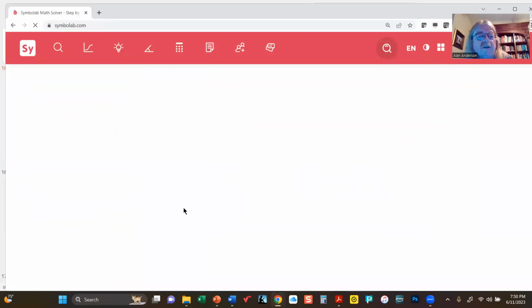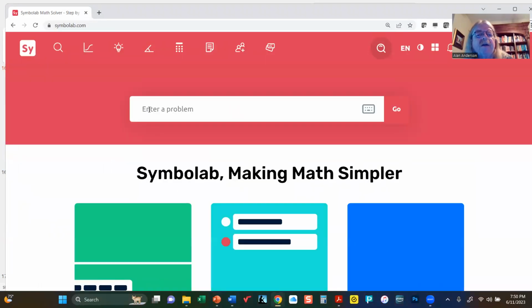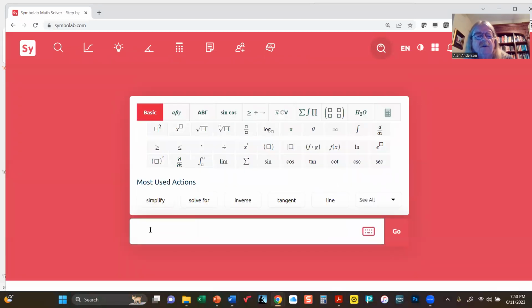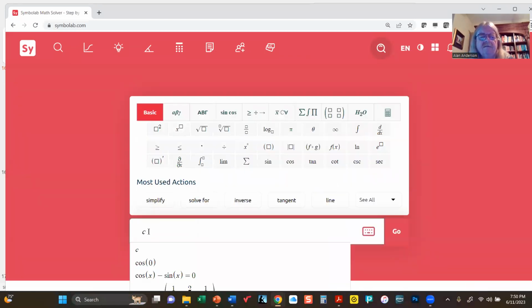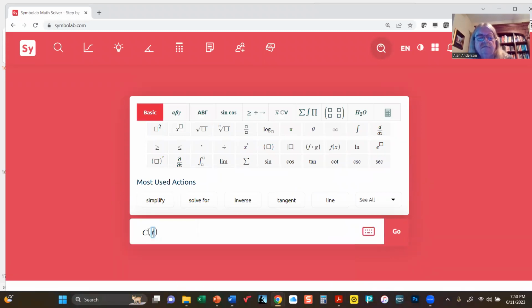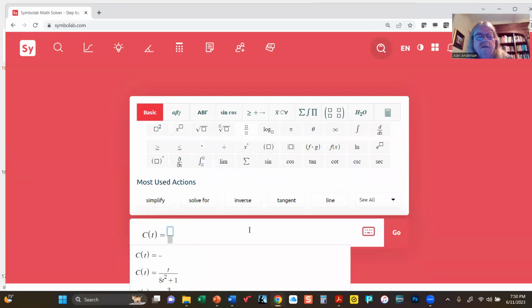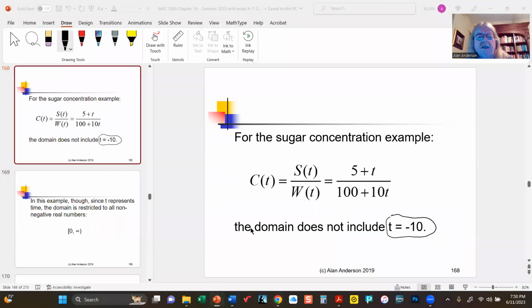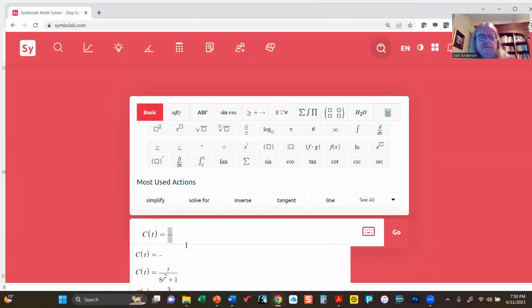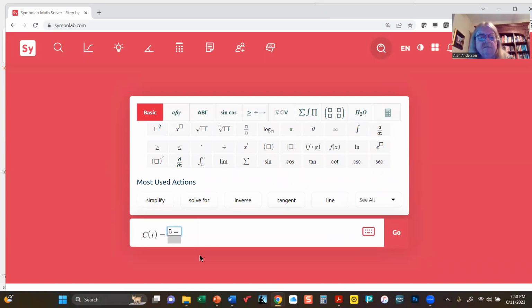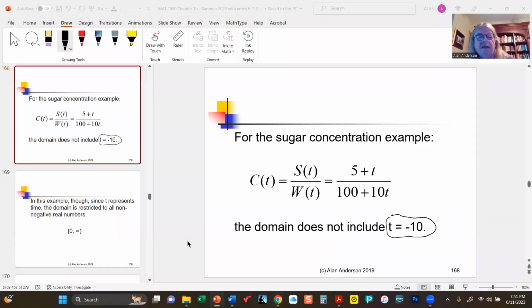What I'm looking for is a graph so we can better understand what this function is all about. Equals (5 plus t) over (100 plus 10t).